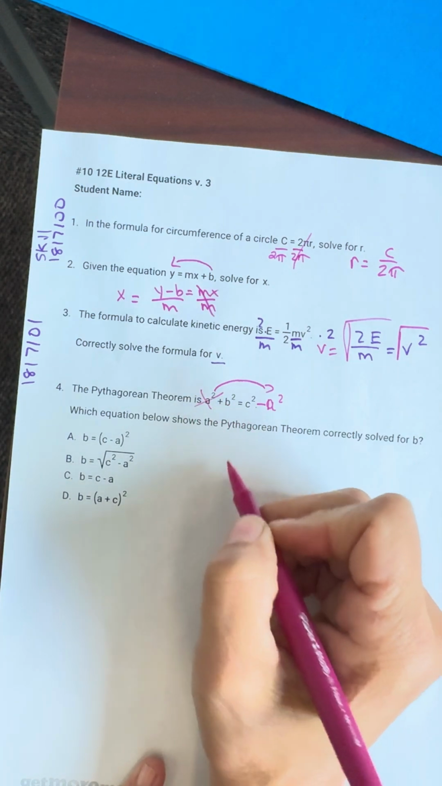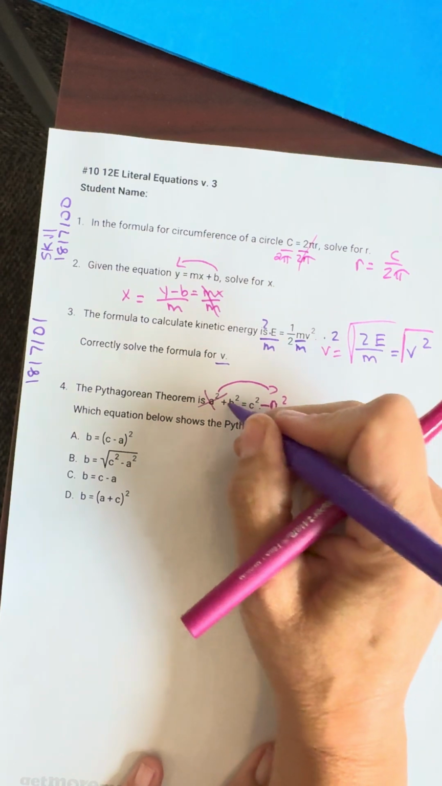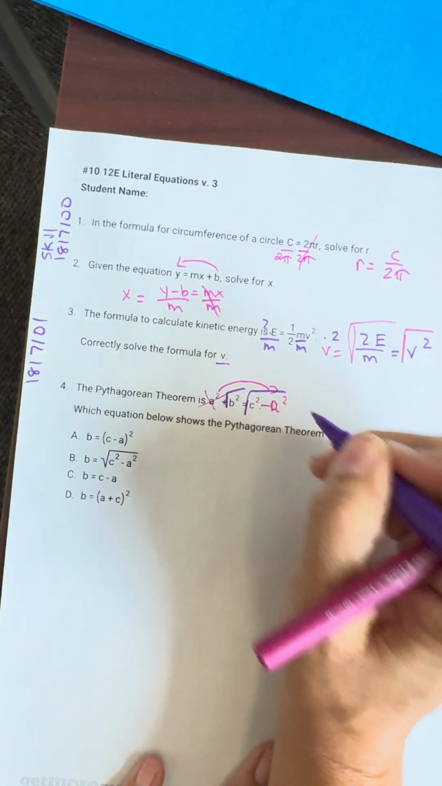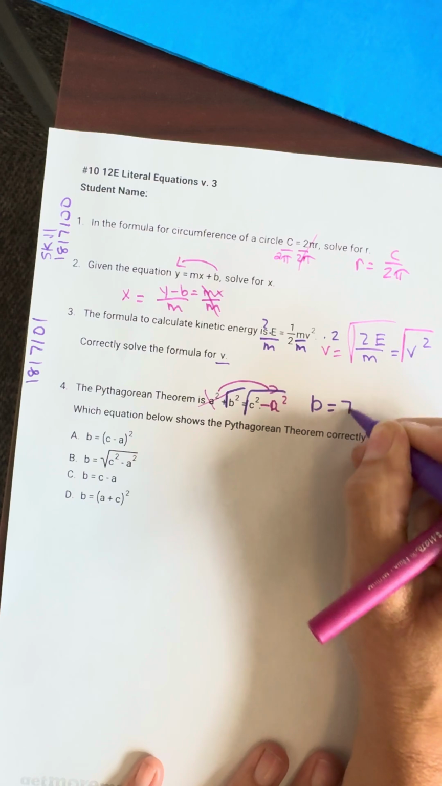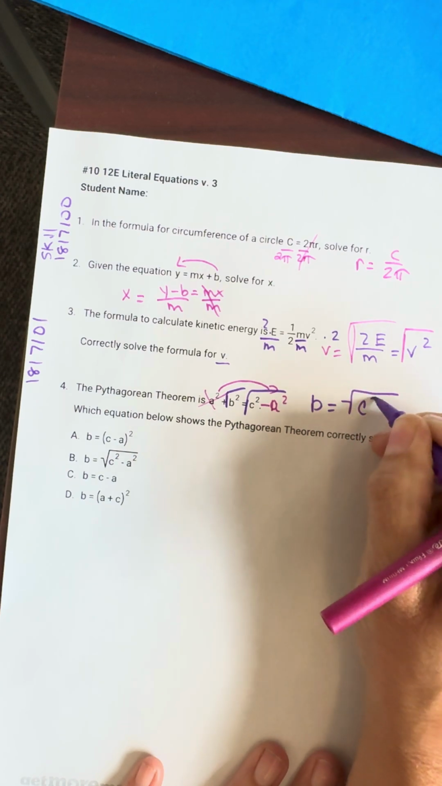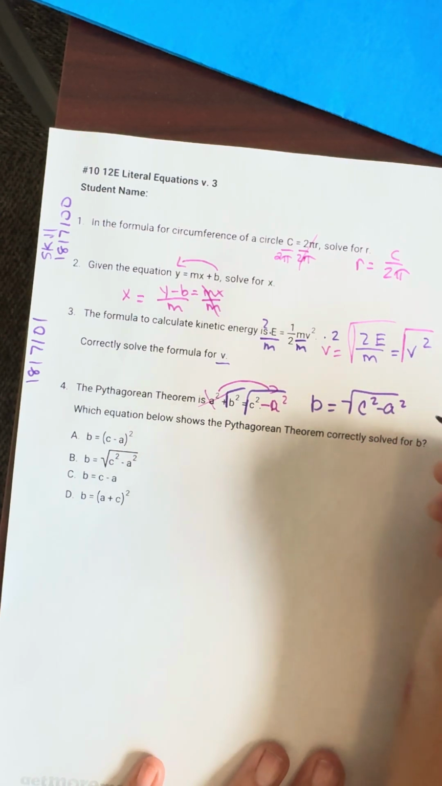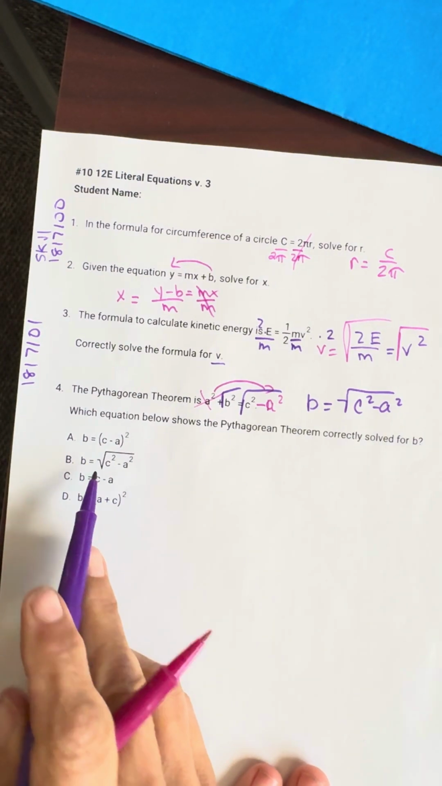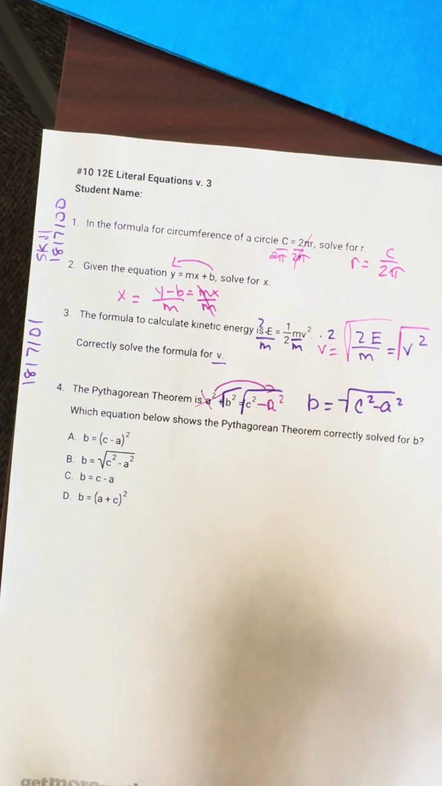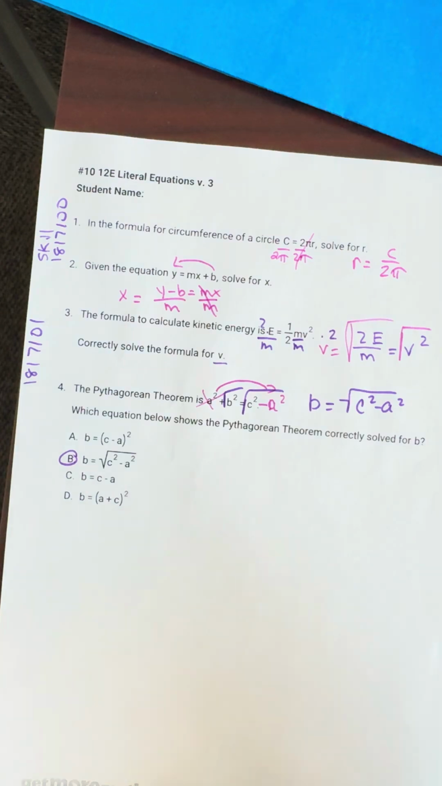And then again, opposite of squaring something is the square root. So b equals the square root of c squared minus a squared. And that is here. And just to be honest, you have the plus and minus, but since it is a triangle, you're only dealing with the positive. So your answer is B.